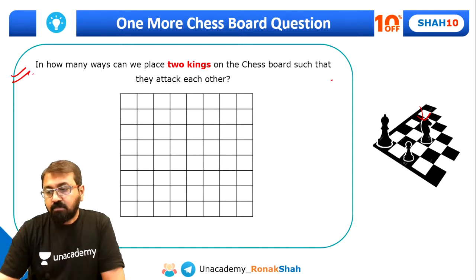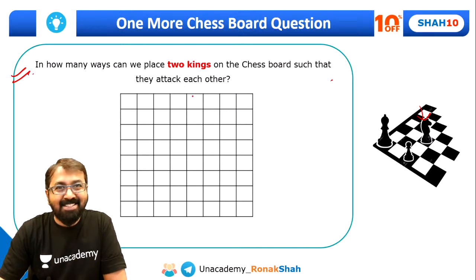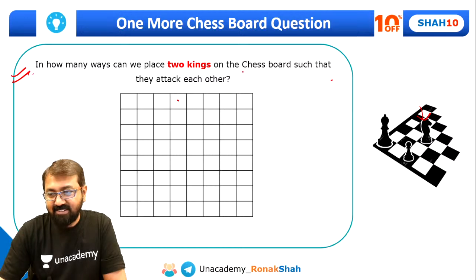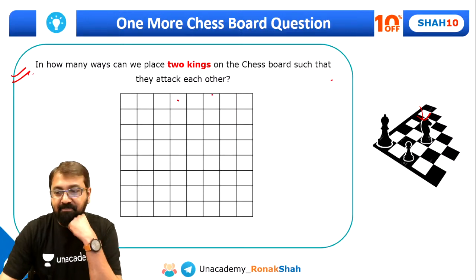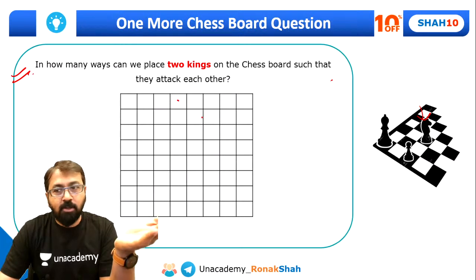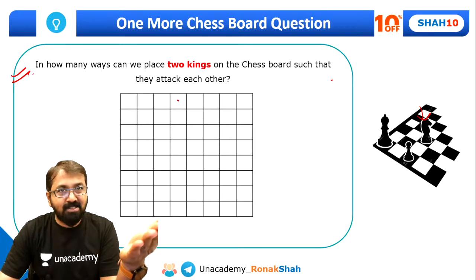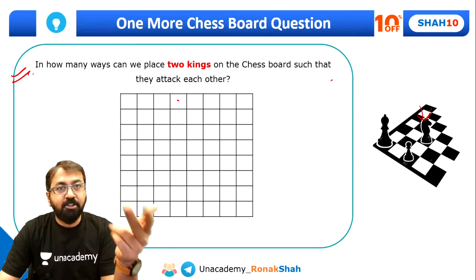Yeah. So don't go by the chess game. Just identify the positions. Right? Is it clear? Okay, guys, chalo, think about the number of ways of putting them. Of course, you can also find out number of ways in which they do not attack each other, right? That will become a different question.